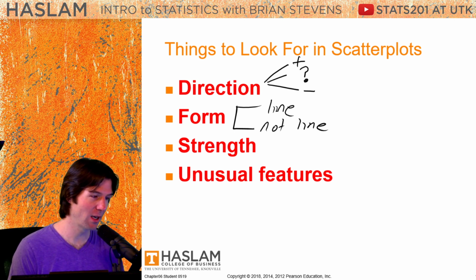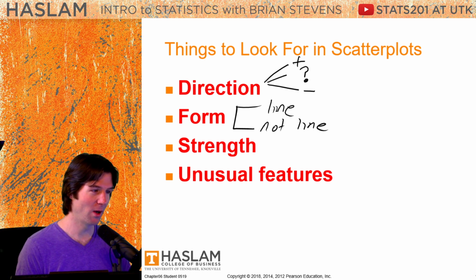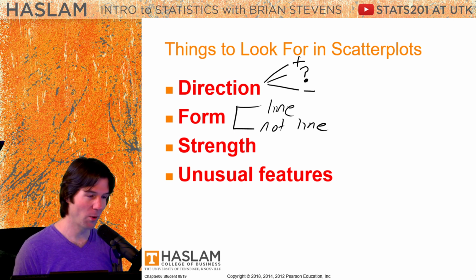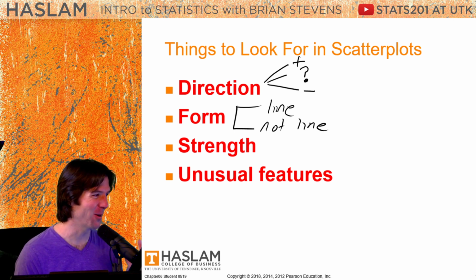Justin, amazing work right there. Justin, you guys got it. So strength measures the vertical scatter of the points around the form. Boom. And so what does that mean? What are you talking about, Brian?